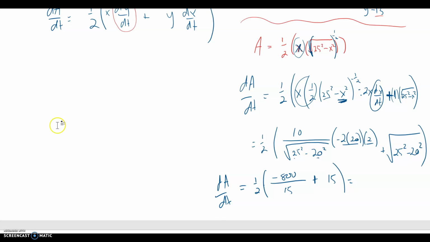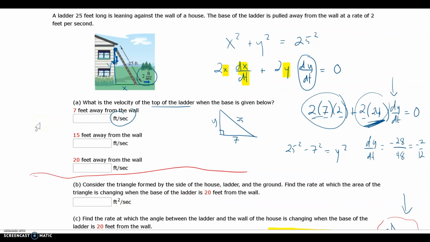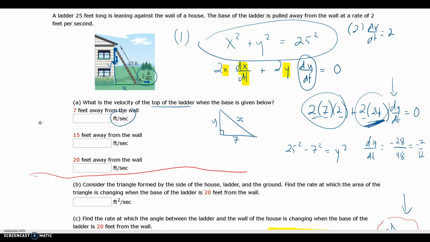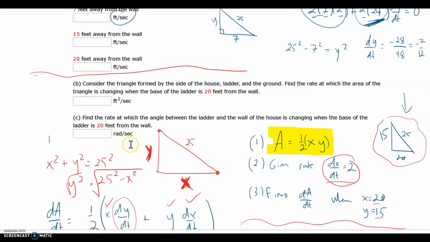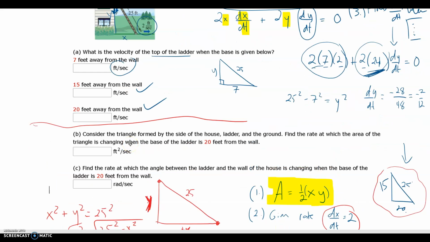Let's go back and review those two real quick. The first one was pretty straightforward. We're talking about two distances, and you've got a right triangle. That is my step 1. Then step 2, I usually say dx/dt equals 2. And then step 3, what I want to find: find dy/dt when, and then I fill in whatever I can from my given information. We could have done these other two the same way.